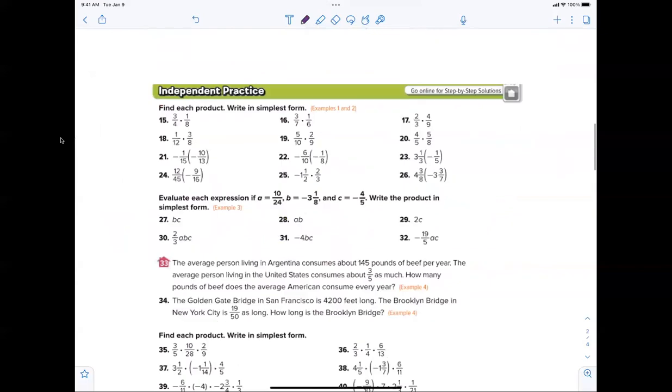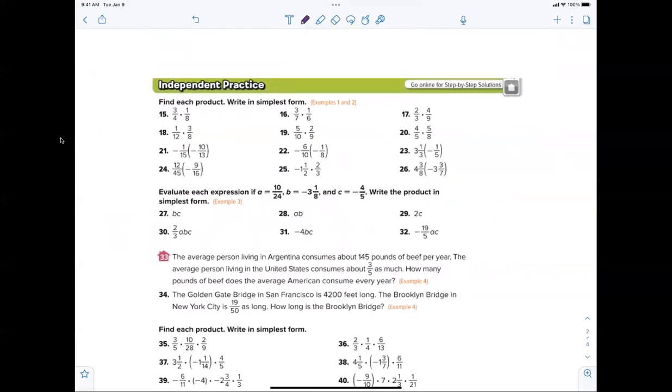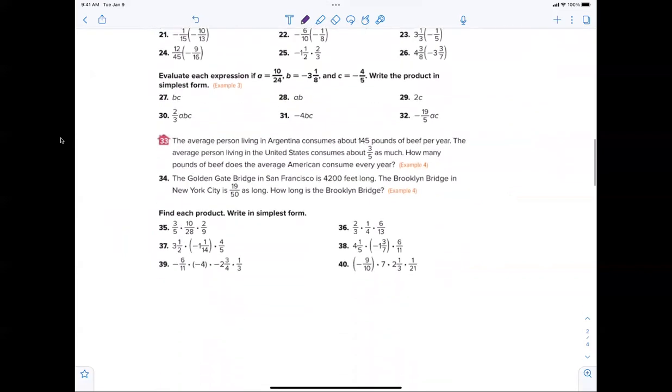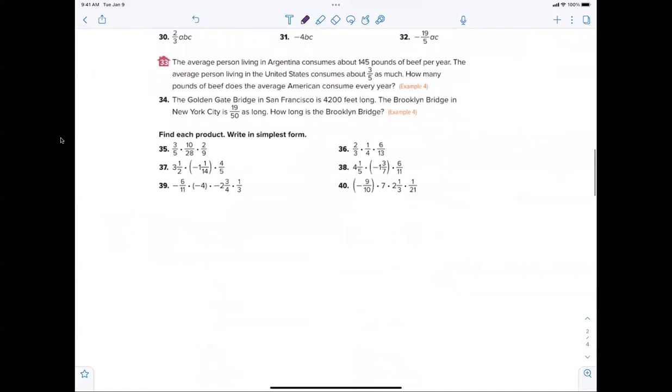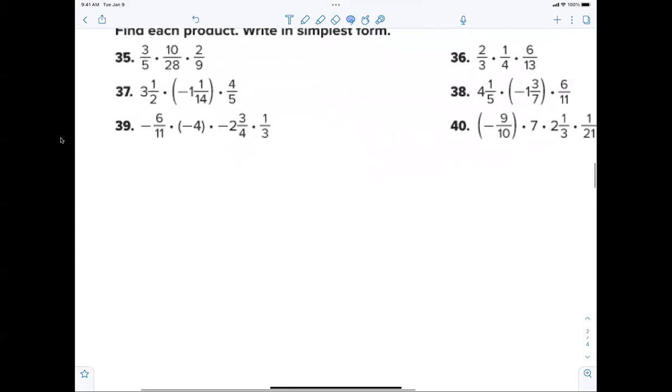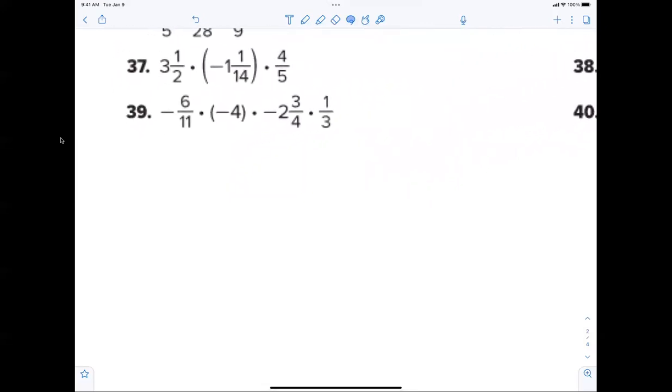So now, let me just help you. All right, I'm going to do 39 and 40 with you, and then you're going to be on your own. All right, 39 and 40 I'm going to do with you. So who is up on 39?